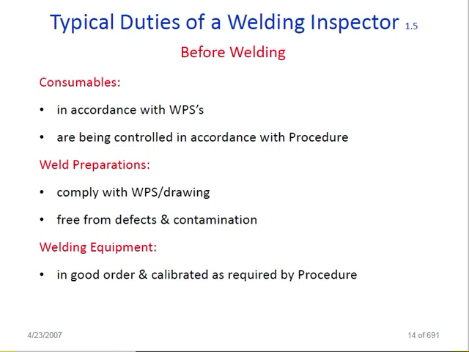Consumables should be according to the WPS. Definitely, the consumable should be according to the WPS, whatever the WPS says you need to use, and they are being controlled according to the procedure. Joint preparation should comply with the WPS and drawings, and be free from defects and contamination. We have to prepare as per the WPS and drawing, with the dimensions given. We have to check there is no defect or contamination in the plate.